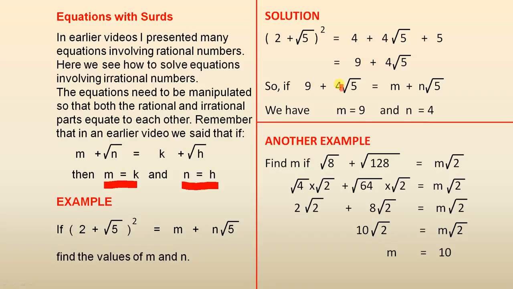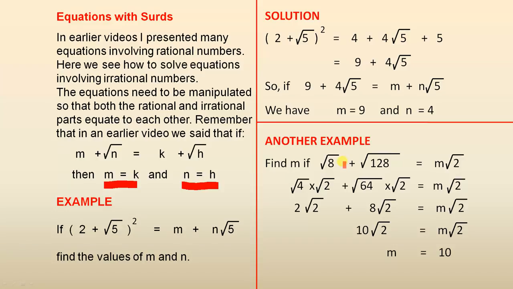So 9 plus 4 the square root of 5 equals m plus n the square root of 5. So therefore m equals 9 and n equals 4. And that's the answer. So m equals 9 and n equals 4.